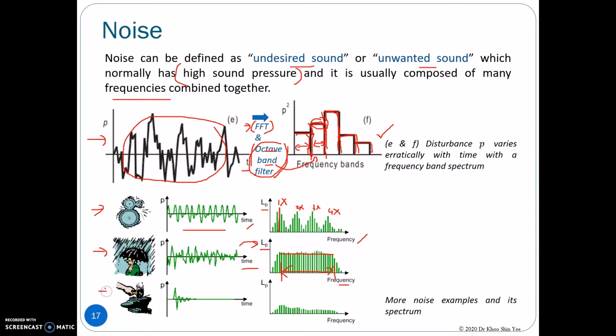For impact activity, we will obtain impulsive sound behavior like this, where the sound increases significantly at the beginning and then decays to 0 over time. In the frequency domain, the impulsive sound has a broadband characteristic, where you can see that the magnitude of the sound pressure decreases over the frequency.